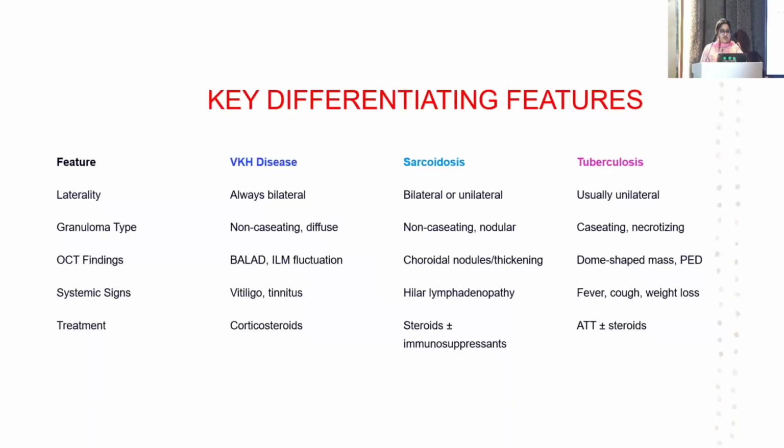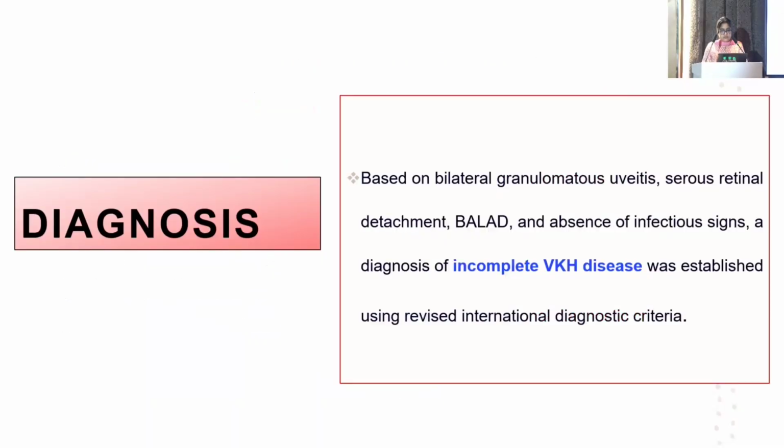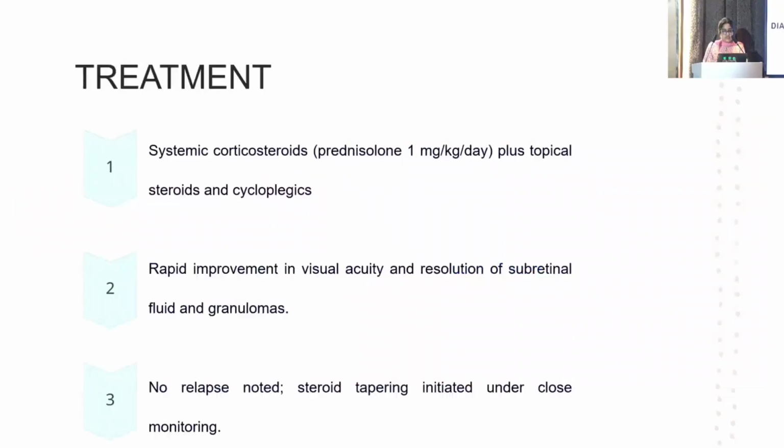On OCT, we can see choroidal thickening and choroidal nodules, which are associated with hilar lymphadenopathy and respond well to steroids along with immunosuppressants. Now coming to tuberculosis, the granuloma type is caseating, differentiating it from sarcoidosis. The OCT findings show a dome-shaped mass, which is associated with systemic features like fever, cough, weight loss, and responds well to antitubercular drugs. So based on this, the diagnosis of incomplete VKH disease was made.